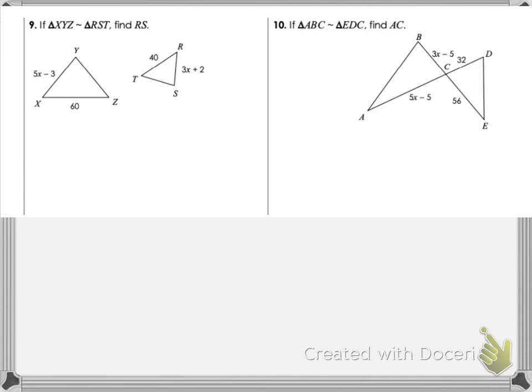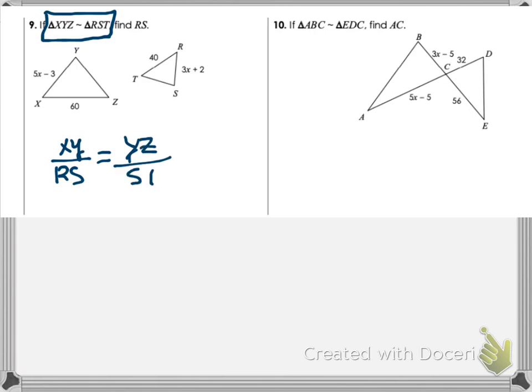But if we take a look at number 9 here, on these problems, they tell us how the triangles are similar. A similarity statement gives us a lot of information. For example, looking at this, we know that the ratio of XY compared to RS is going to be the same ratio as YZ compares to ST, which is going to be the same ratio as XZ compares to RT.